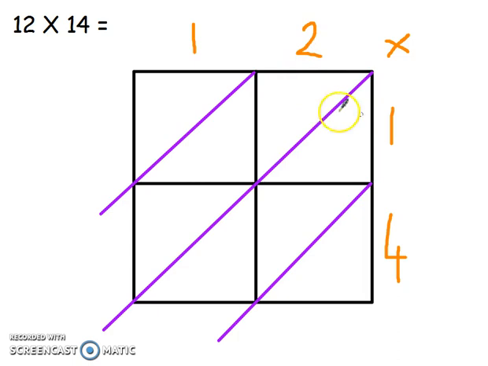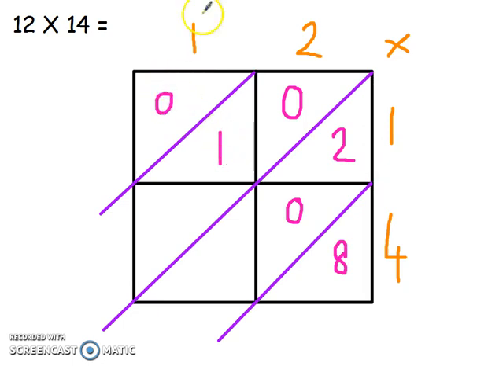Then you need to answer each calculation. So you go down and across to read the calculation that you're being asked. So 2 times 1 is 2. No tens from 2 units. The top of each box is your tens and the bottom of each box is your units. 2 multiplied by 4 is 8. 1 multiplied by 1 is 1. And 1 times 4 is 4.